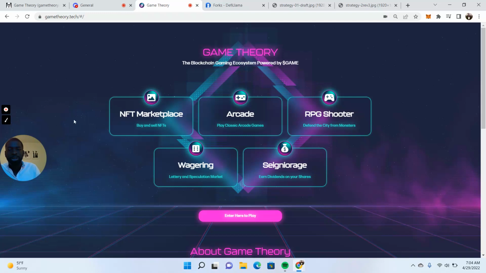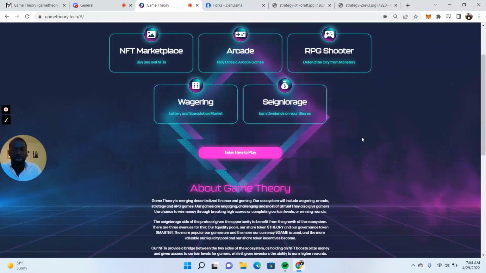So you can see how it breaks down the 5 different pillars that we're going to be having within the ecosystem. So you see our NFT Marketplace. You've got the arcade games, the first of which is going to be our Pacman game. You've got the RPG shooter types of games we're building, which is one of the Brutal Network. You've got the wagering games, which would be like lottery, speculation market, poker, and you've got the seniority side of it, which is the investment side. So you've got all the different aspects of the ecosystem. Enter here to play will take you into the website.